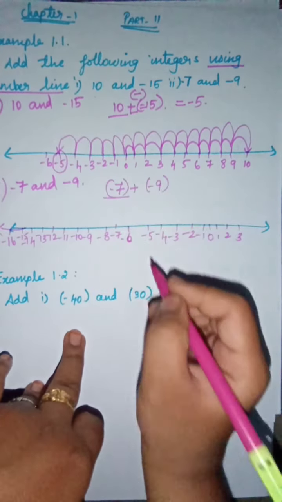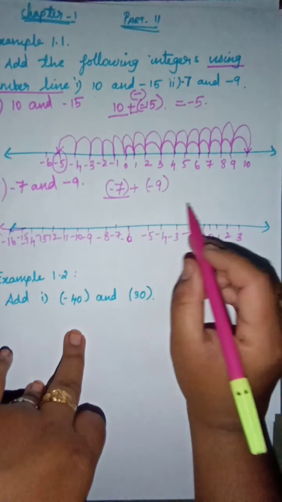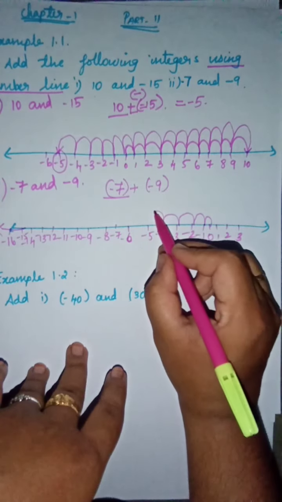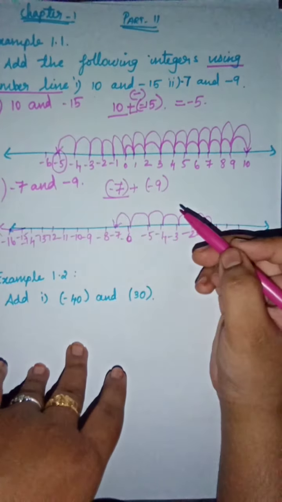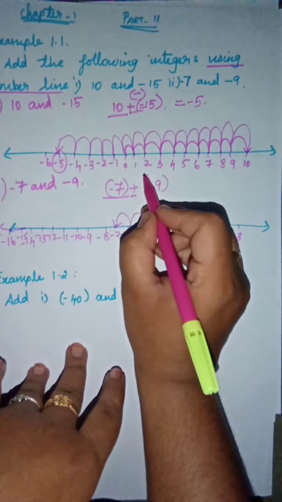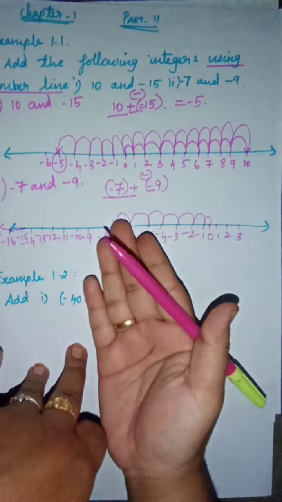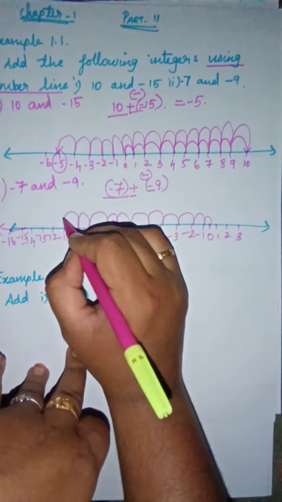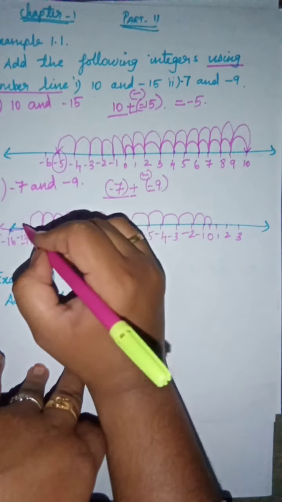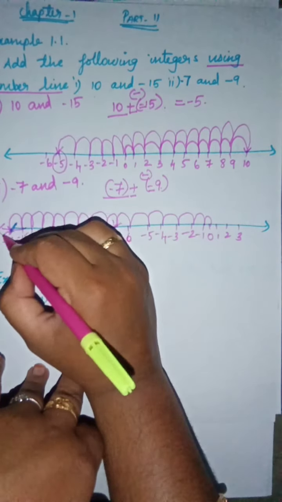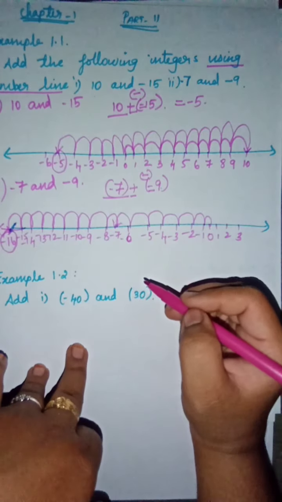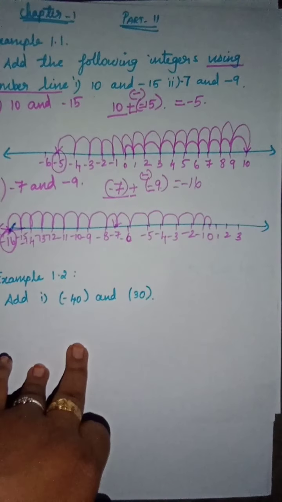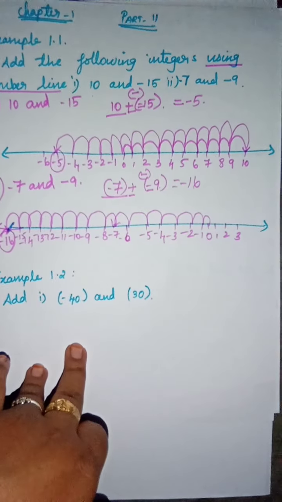So first they have given minus 7, so from 0 we have to move minus 7, that is to the left-hand side. So 1, 2, 3, 4, 5, 6, 7. So you can stand here, then plus into minus is minus. So minus 9 from the same place: 1, 2, 3, 4, 5, 6, 7, 8, 9. So you will be at minus 16. So your answer will be minus 16, that is minus 7 plus minus 9 equal to minus 16.